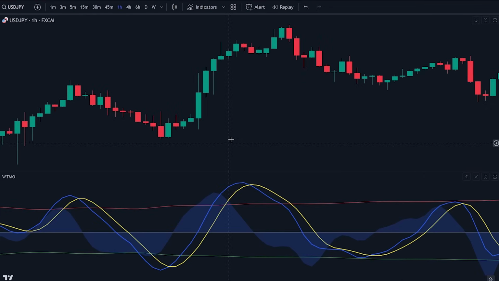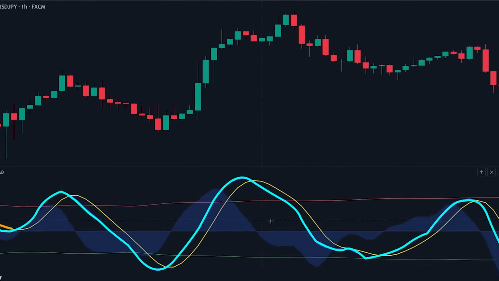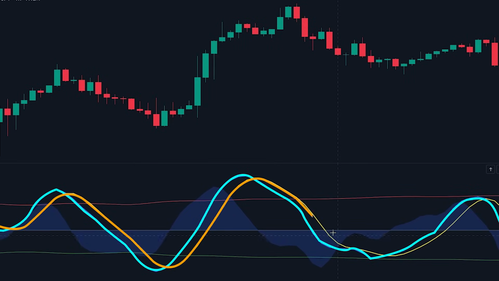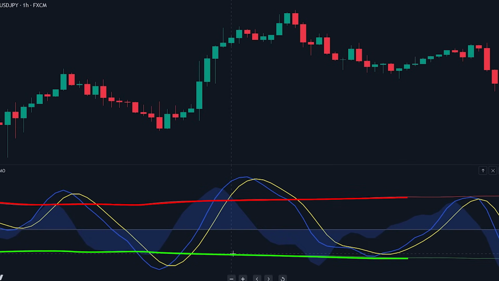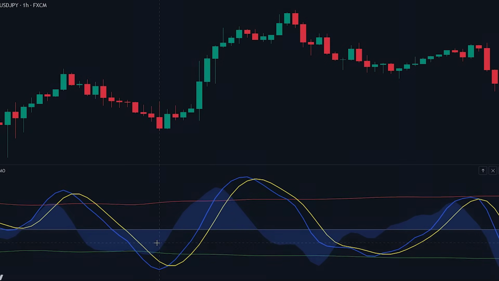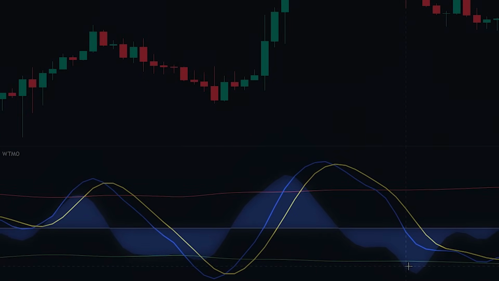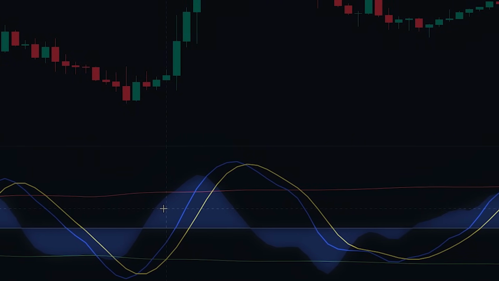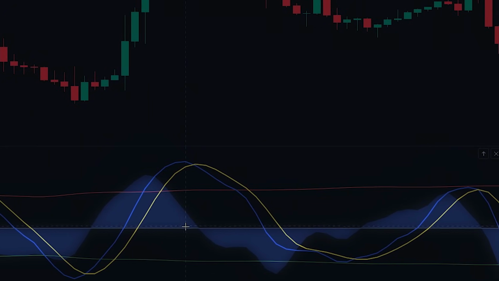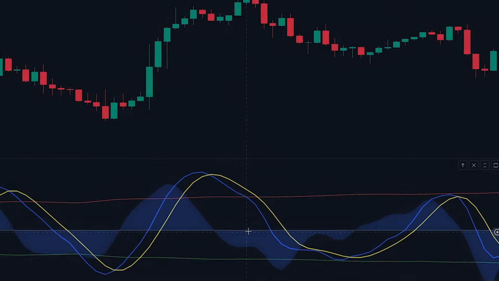The first component of the indicator is the blue line. This is the oscillator line. The yellow line that closely follows and sometimes makes a crossover with the oscillator line is the signal line. You may have noticed that these two lines will cross above and below the green and red lines. These are the upper and lower bands. Finally, there is the wave trend crossover area. This area measures how far apart the signal line and oscillator line are from each other, crossing below or above the zero line based on if the signal line is below or above the oscillator line.